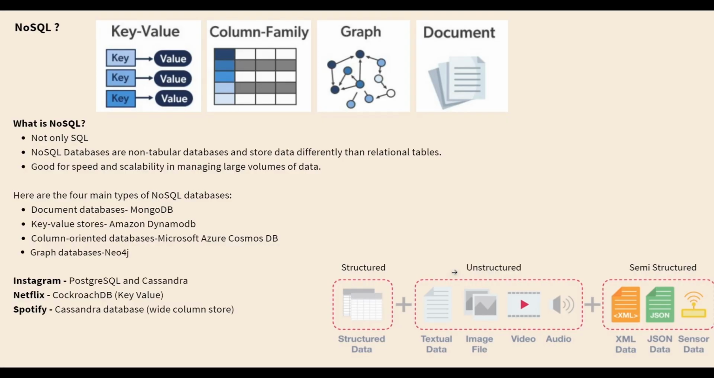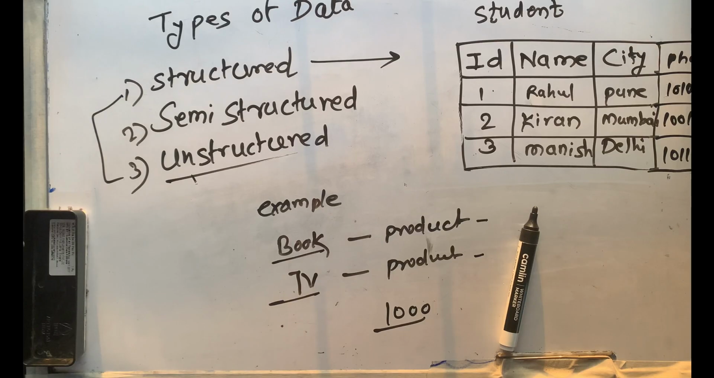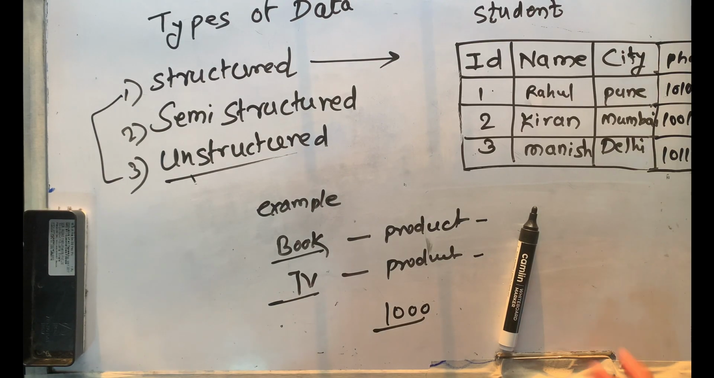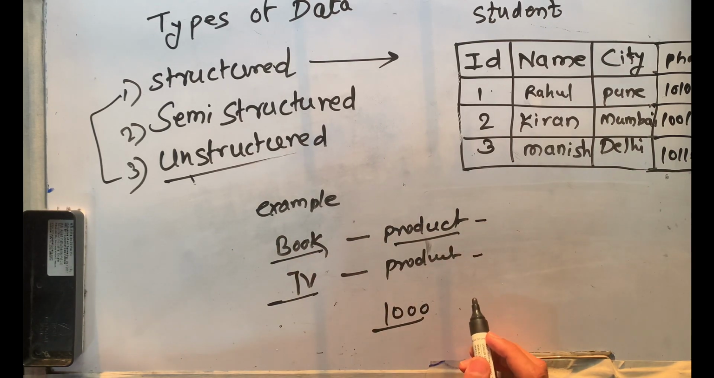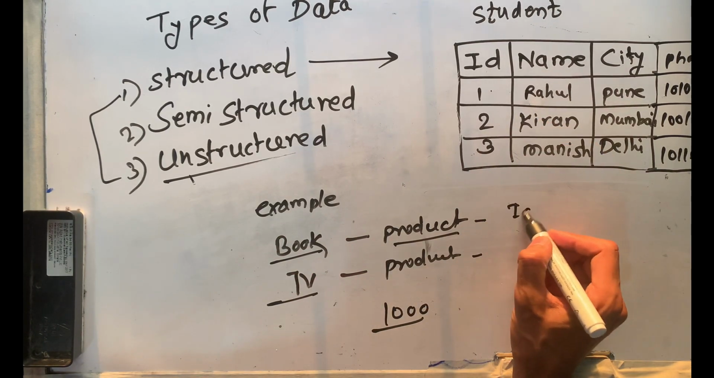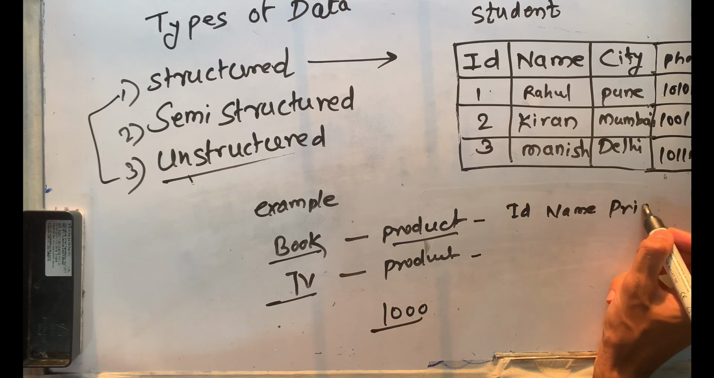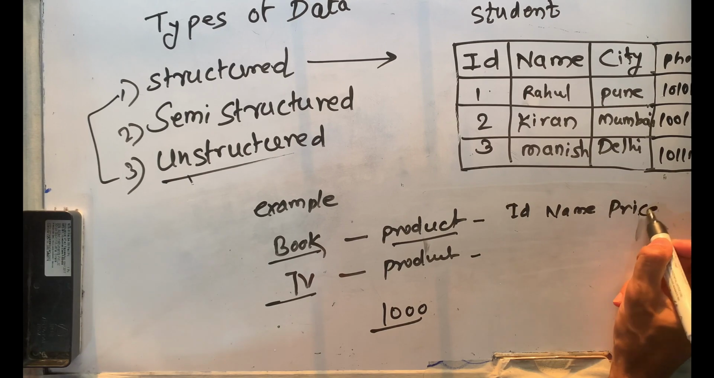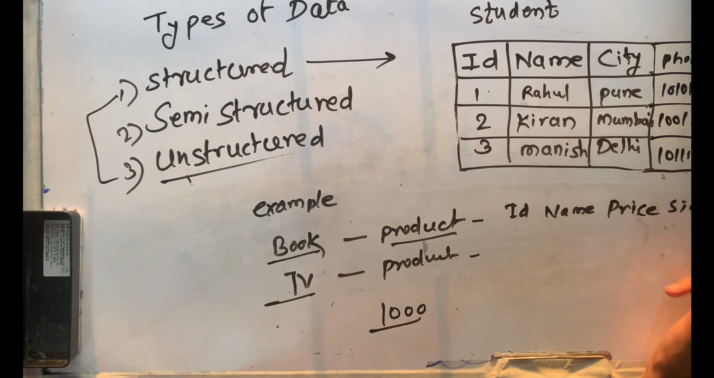Hello friends, in this session we are going to see why NoSQL came into the picture and what NoSQL is. So let's see. Here we are taking one example. Let's say product is the table, meaning the product has a product ID, product name, a price, then the size of that particular product.